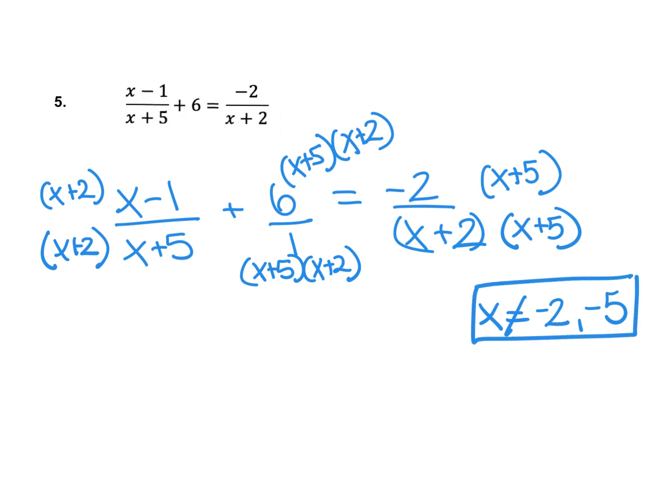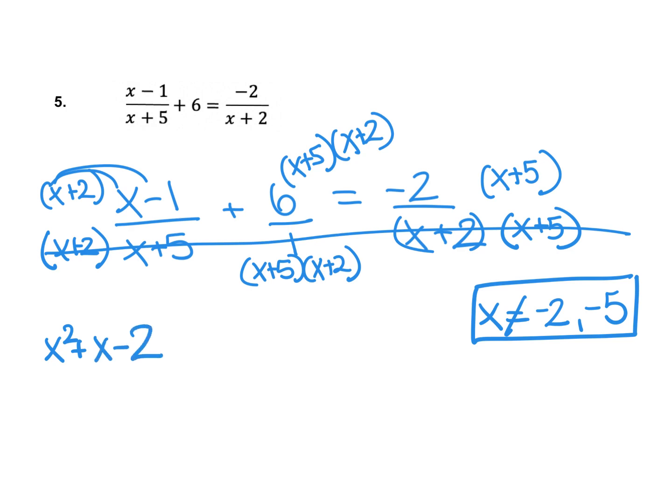Now that we have a common denominator here, we need to just cross everything off. And what we're going to do is simplify everything on the top. So I'm going to FOIL, and then I'm going to simplify. You're not going to see all the steps because otherwise our lesson is going to be too long. When I simplify x plus 2 times x minus 1, you're going to get x squared plus x minus 2.